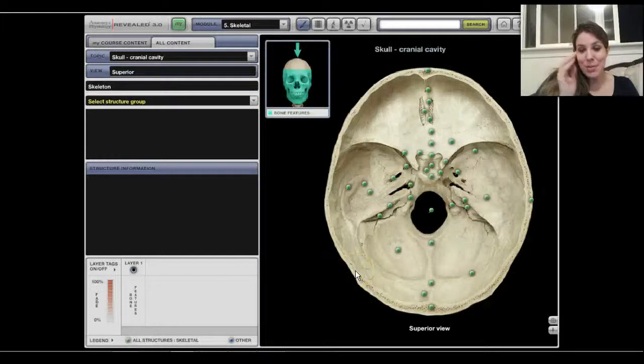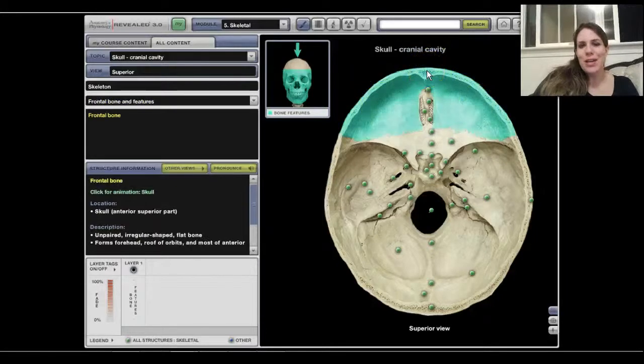So let's play with AP Revealed for this, and we will call it quits on the skull. So let's see what we got here. So lots of pegs here. Again, some of these are grooves that you won't need to know. But let's start it off. What bone is that? Obviously, that is your frontal bone.